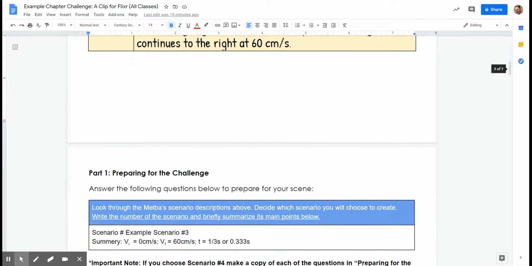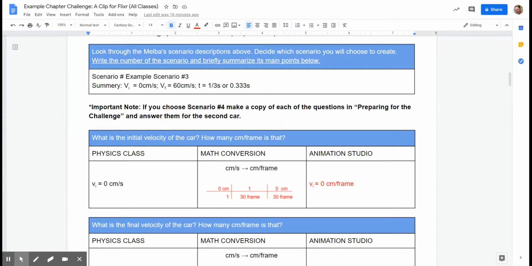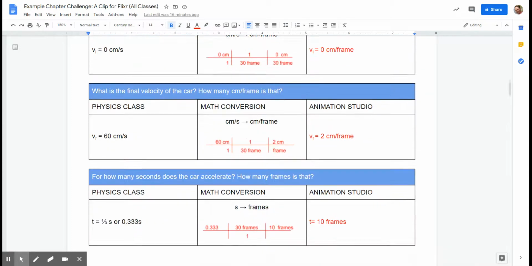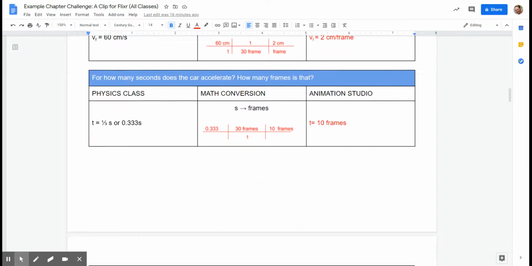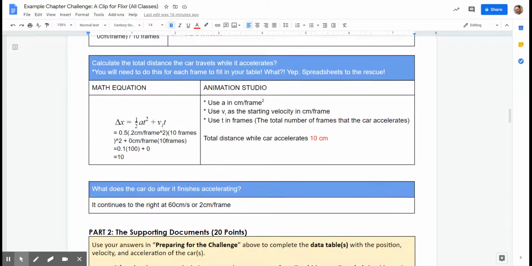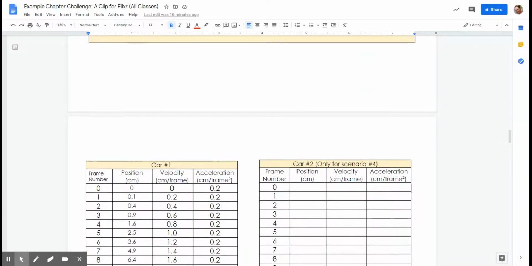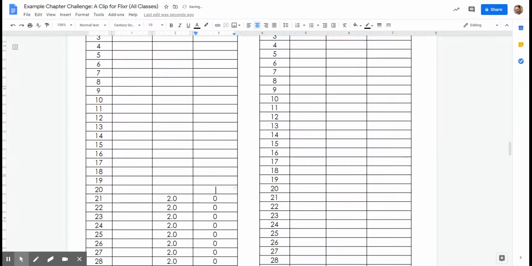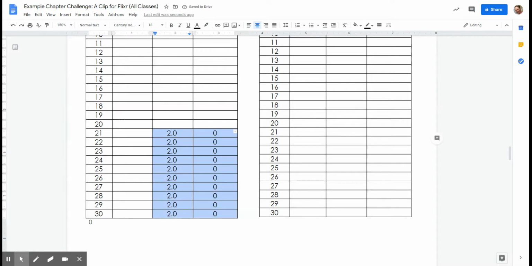All right, so what we did in the last video is we did our conversions up here at the top, going from the regular physics class or real world to stop motion animation type of speeds. And we did the same thing for time, eventually getting down here and saying, okay, here's our acceleration in centimeters per frame squared, and also how far the car travels during that acceleration. So those are all the pieces that we've already done. And now I'd like to come down here to this data table. Now I've started filling some of this in already. I'm going to delete it and show you where these numbers came from so that we don't get confused.